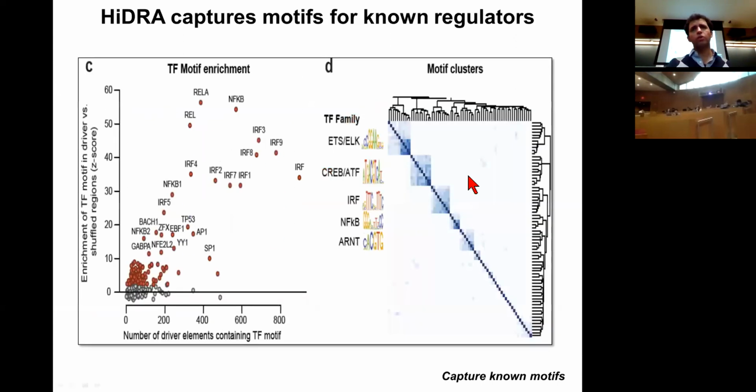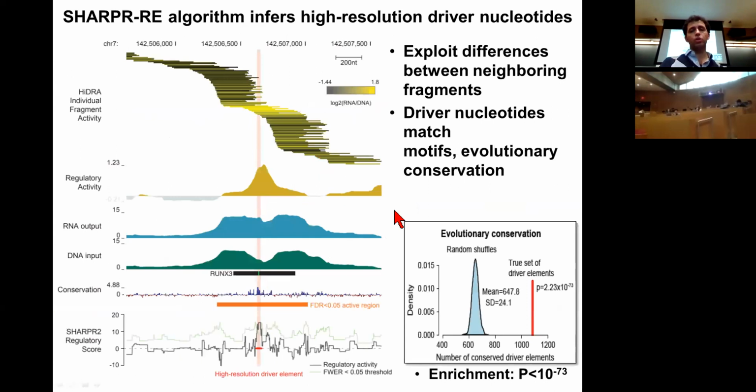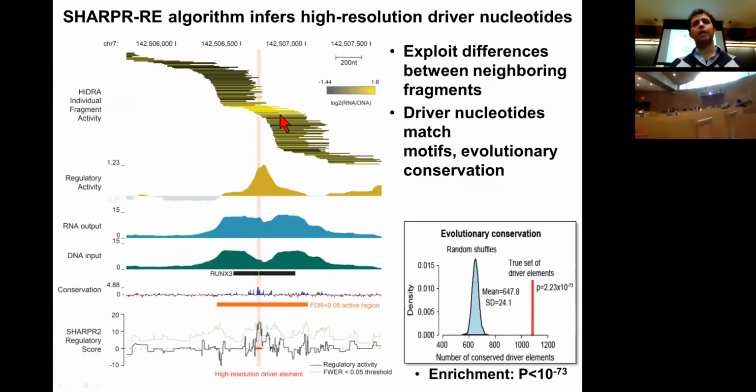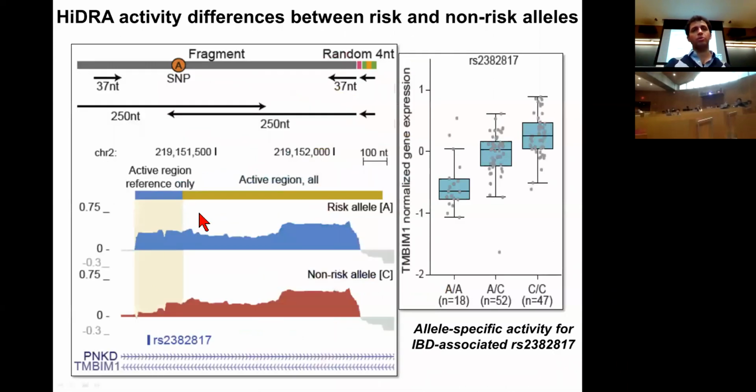We find that motifs are enriched, these motifs can be clustered, and we can now start inferring these elements in high resolution. We had to, in fact, write a new algorithm for inferring the high resolution activity because Sharpr, the original algorithm, was assuming 5 base pair increments. We then developed Sharpr-RE, for random endpoints, which basically allows you to do that even when the endpoints are randomly inferred. And then that allows us to capture very high resolution elements across 7 million tested fragments.